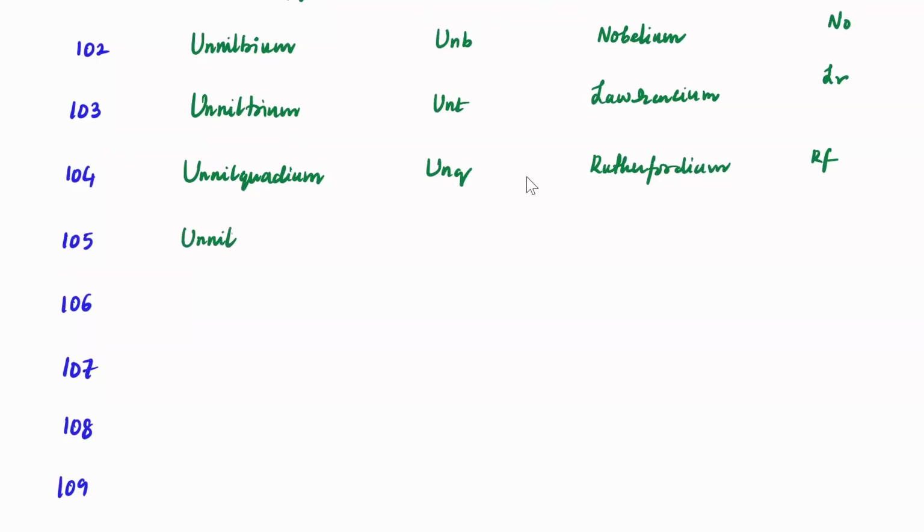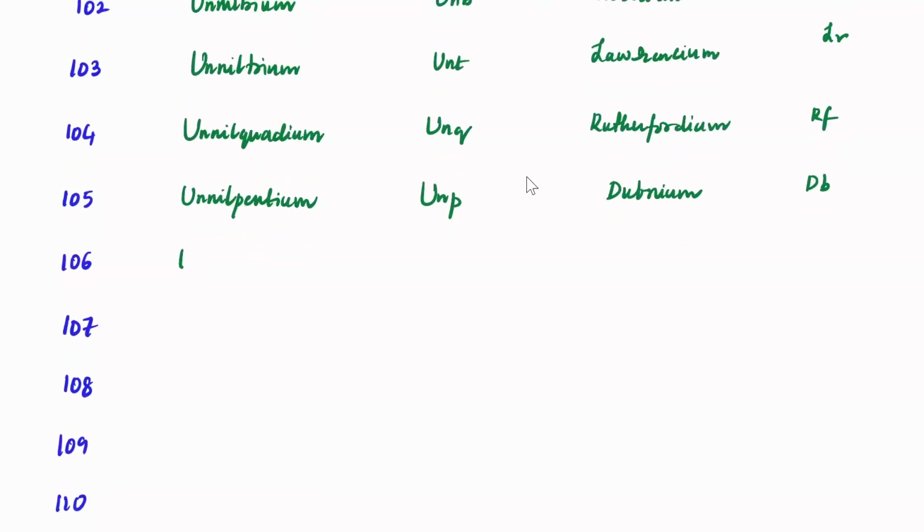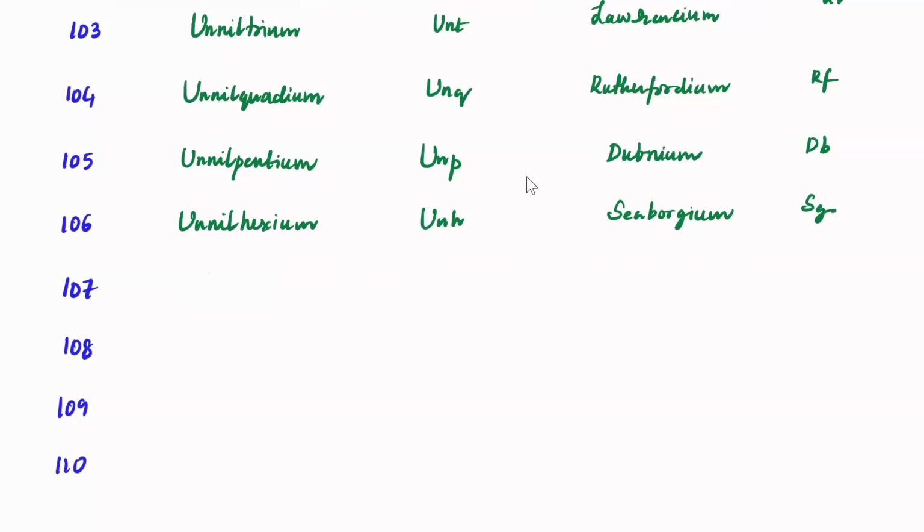105 is Unnilpentium, UNP. This was known as Dubnium, DB. 106 was Unnilhexium, which is UNH, and the official name was Seaborgium, SG.